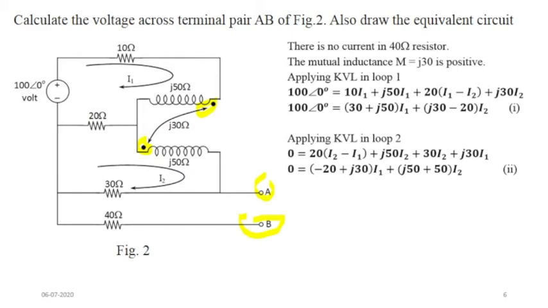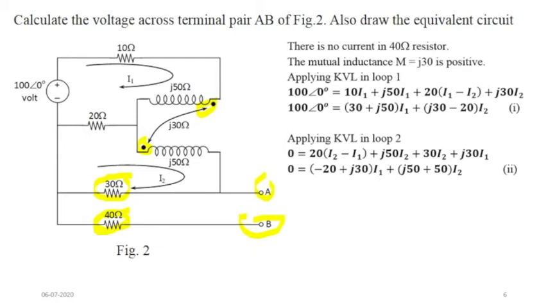So if we look at the circuit, the resistance of 40 ohm will not carry any current, and as far as the voltage AB is concerned, it is only the drop across 30 ohm, which will be calculated by finding the value of I2 and then multiplying it with 30.